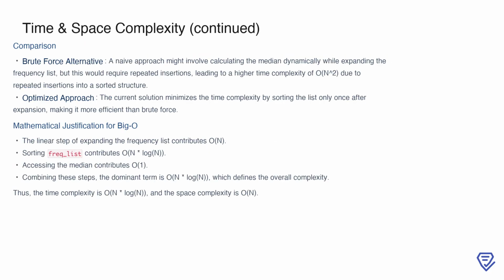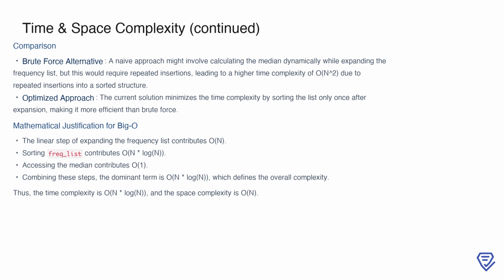When comparing this solution to a brute force alternative, a naive approach might involve calculating the median dynamically while expanding the frequency list. However, this would require repeated insertions into a sorted structure, resulting in a much higher time complexity of O(n squared). Our optimized approach, on the other hand, minimizes the time complexity by sorting the list only once after the expansion step, making it far more efficient.